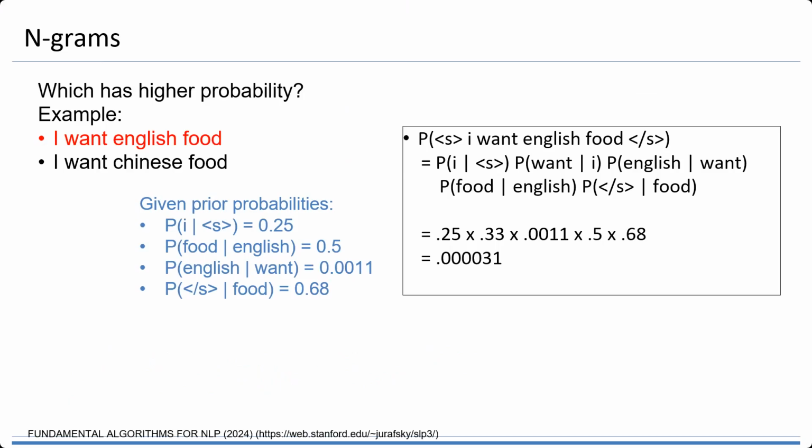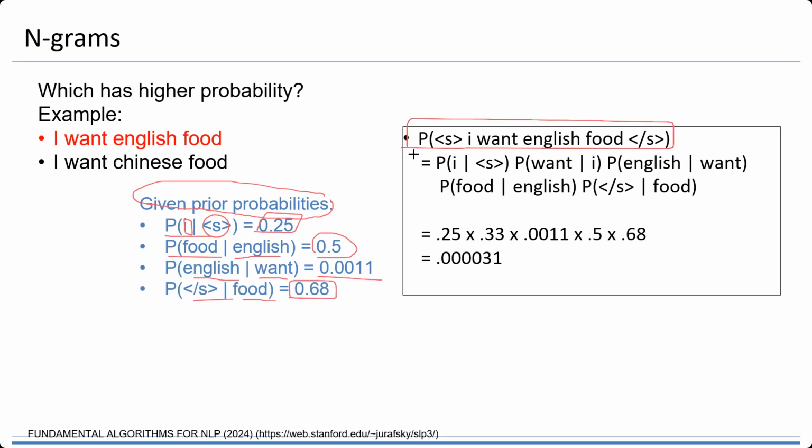So in the book, they mentioned that, let's say we give the prior probabilities from another literature. With the same review, like this Berkeley, we have the prior probabilities, I as the starting, and yeah, it follows with the sentence as. So the probability is 0.25. The word food after English is 0.5. The word English after want is 0.0011. The placement of food at the end of the sentence is 0.68. Then let's calculate the probability.